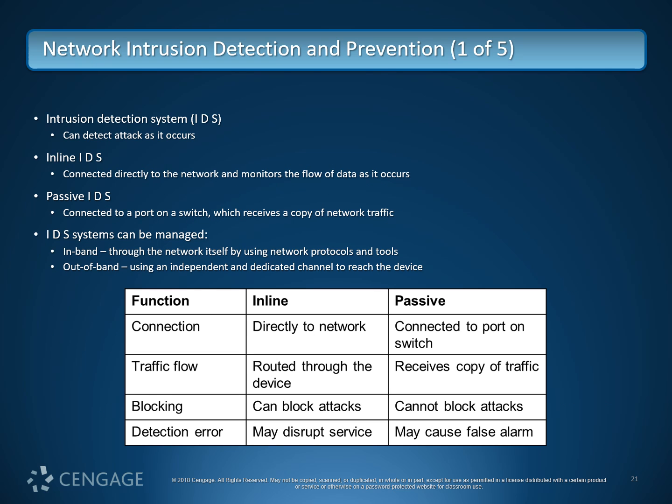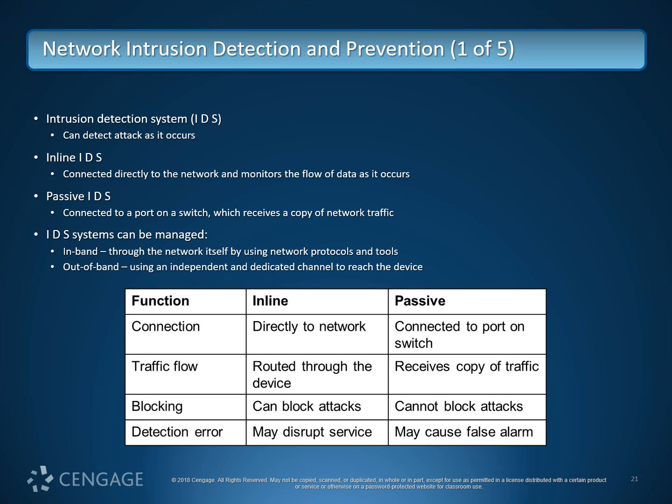Network intrusion detection and prevention. So NIDS and NIPS, or HIDS and HIPS if we're talking about host-based. But NIDS and NIPS deals with an intrusion protection or detection or prevention system on the network. So that covers all of the devices on it. Intrusion detection can detect an attack as it occurs. An inline IDS will monitor flow as it's coming in and it's connected directly in. Passive IDSs are a little bit different. Those are hooked into a port and then receive a copy of the traffic that comes in.